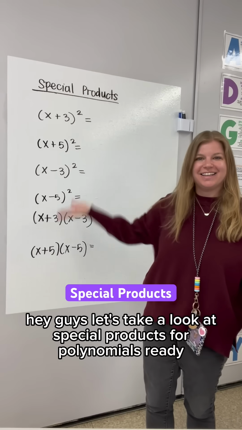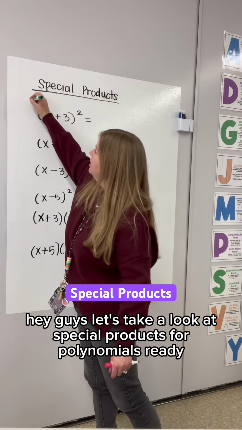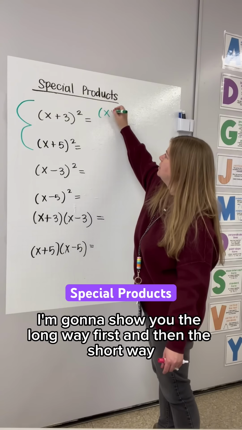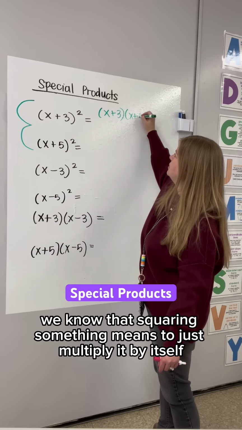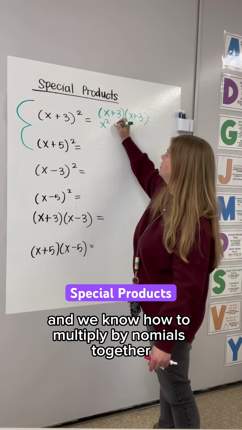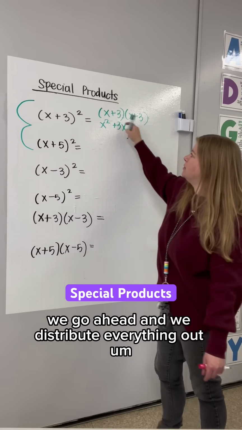Hey guys, let's take a look at special products for polynomials. Ready? So if I take a sum and I square it, I'm going to show you the long way first and then the short way. So we know that squaring something means to just multiply it by itself. And we know how to multiply binomials together. We go ahead and we distribute everything out.